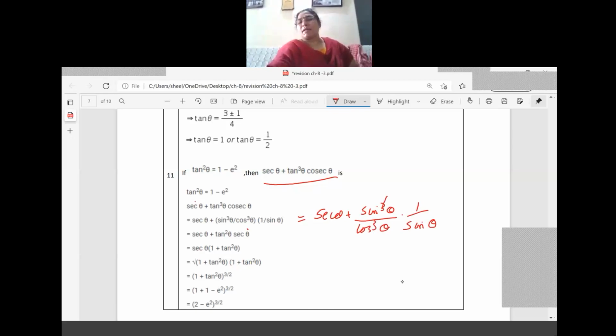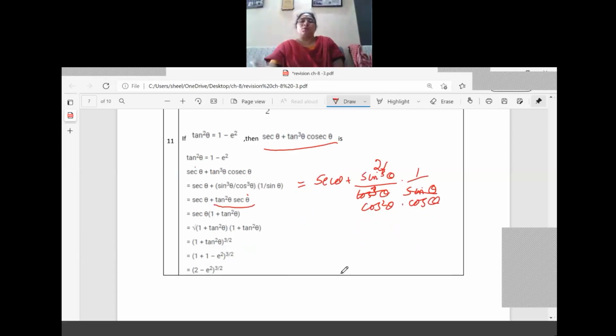So one sine will get cancelled. Okay, so what is remaining here? Sine square theta, but it is 3 only now. This 3 can be written as cos square theta into cos theta. So that is why we are getting tan square theta plus sec theta. Again, what is the next step? Sec theta is common, 1 plus tan square theta only. Now, what is to be replaced? Sec theta is replaced, because it's a root only, 1 plus tan square theta.